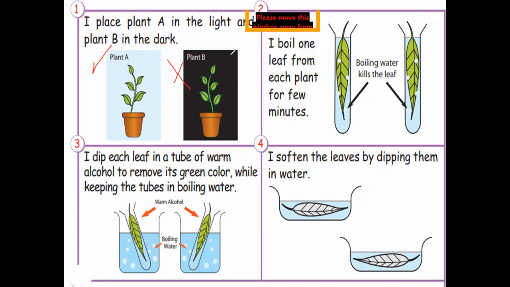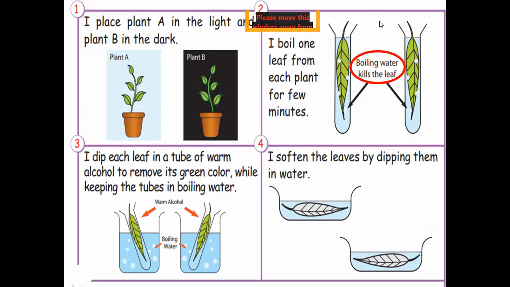Then we boil one leaf from each plant. We bring two test tubes, like shown here, and we boil each leaf from each plant for a few minutes. What is the importance of boiling? Boiling will kill the leaf. So boiling water kills the leaf. You have to know this important note.